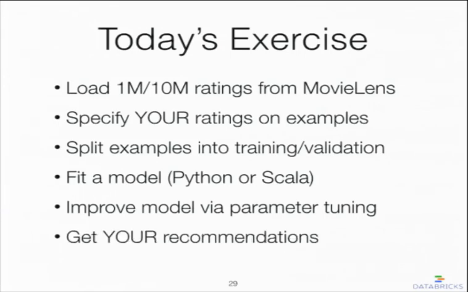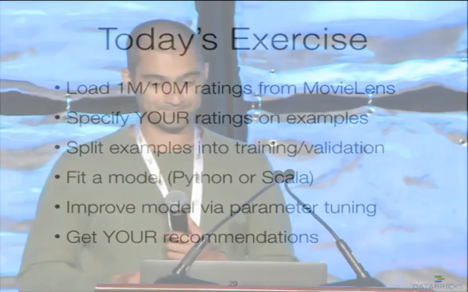And finally, once you get a model with sufficiently good parameters, you're going to run that model to see what it recommends to you. The movies in this data set are kind of old, so don't be too excited about the ratings, but I think it's a pretty cool example of how you can do this pretty quickly in MLlib and Spark.